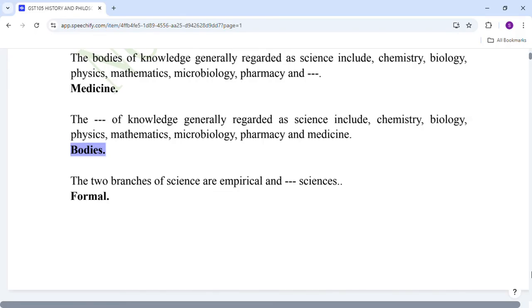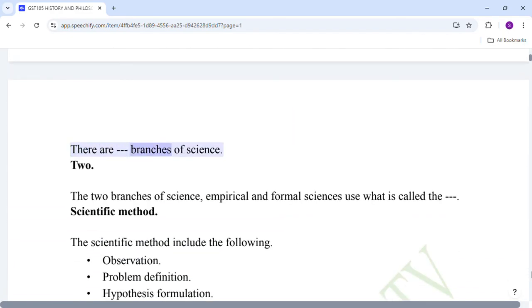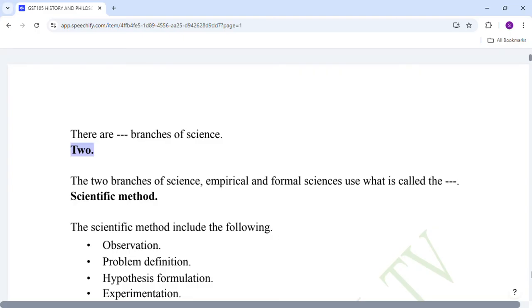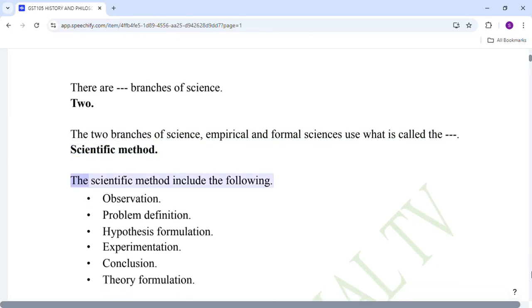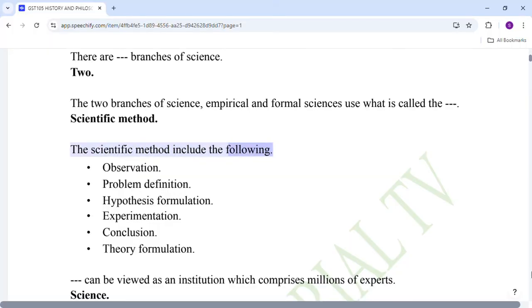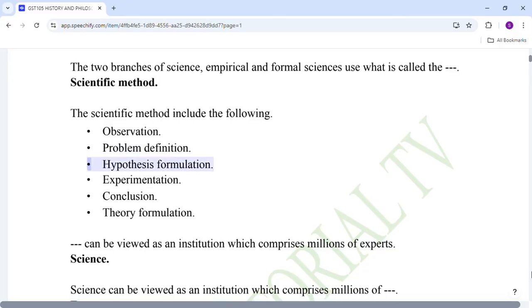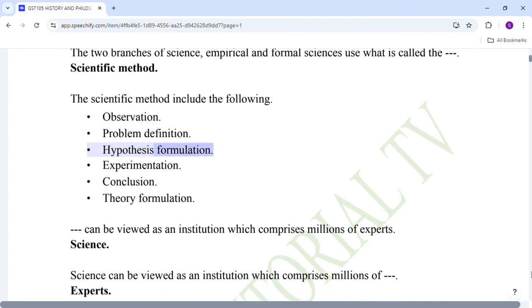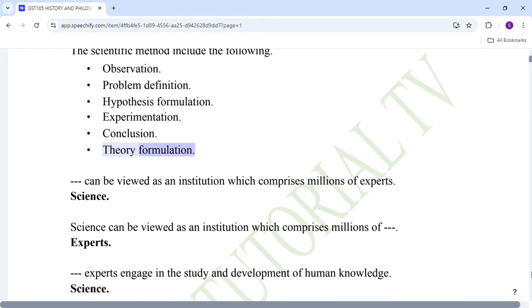The two branches of science are empirical and formal sciences. There are two branches of science. The two branches of science, empirical and formal sciences, use what is called the scientific method. The scientific method includes the following: observation, problem definition, hypothesis formulation, experimentation, conclusion, theory formulation.